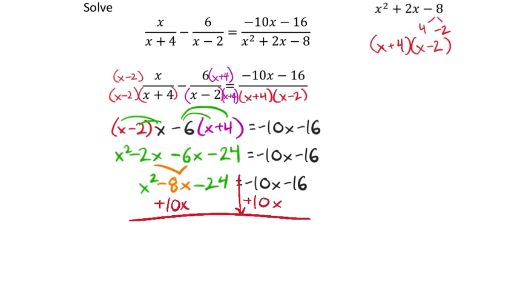Now negative 8x plus 10x is going to end up being a positive 2x. And then the negative 16, I'm going to zero that out by adding 16 to both sides. But again, I'm adding the 16 with another like term, a constant, negative 24 there. That's going to end up being negative 8. So everything on the right just ends up being a 0. And my x squared has nothing to combine with, it just drops. Okay, so we're looking at this.